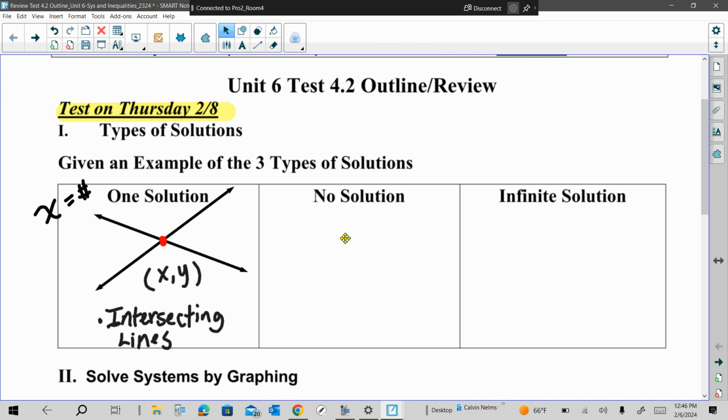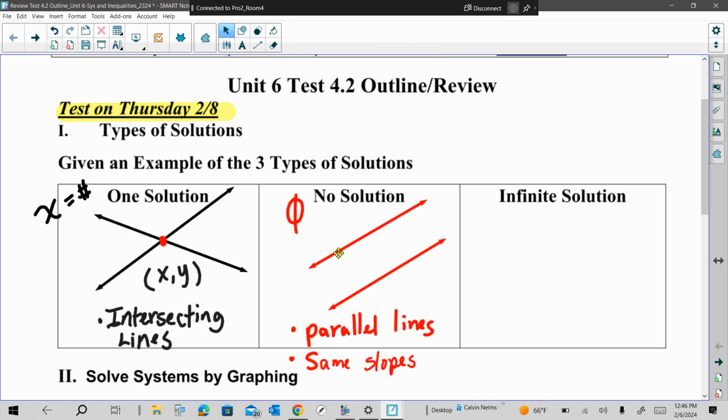No solution would be parallel lines. So anytime I see the same slope, that would be no solution. A no solution is also a false statement. So anytime you have a false statement, that would be no solution.